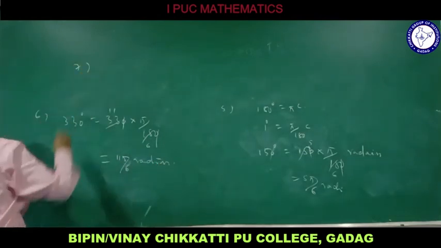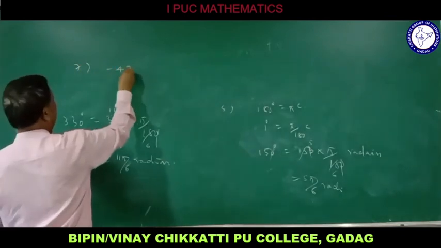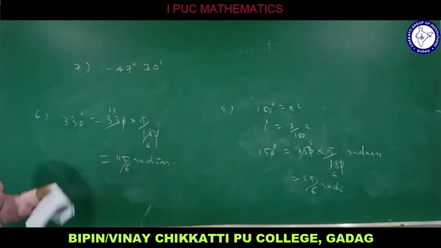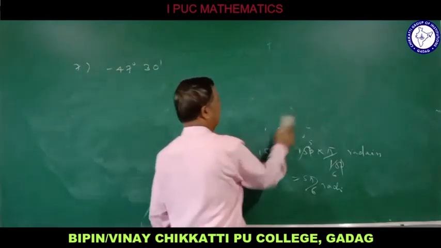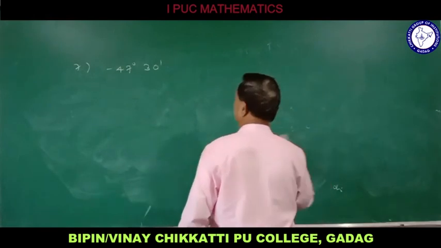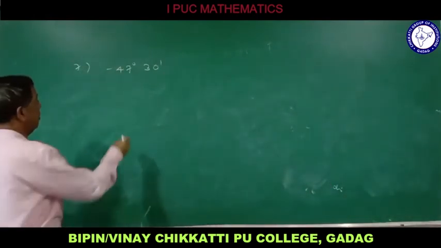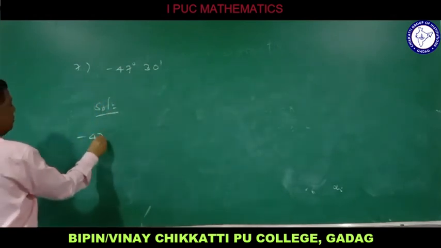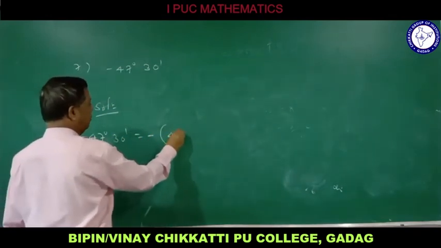Now last part 1 is 7. You take it minus 47 degree and 30 minutes. It should be converted into what radian measure. Now I am explaining this 47 degree, 30 minutes, and how you have to convert. So look this, I want to write very clearly that minus 47 degree 30 minutes is equal to minus 47 degree.